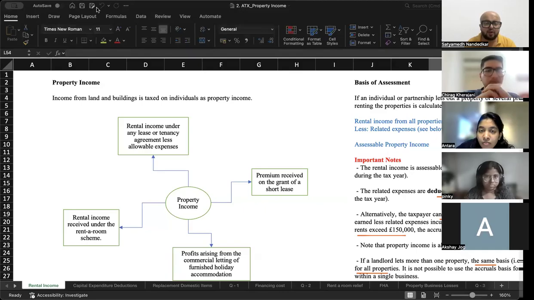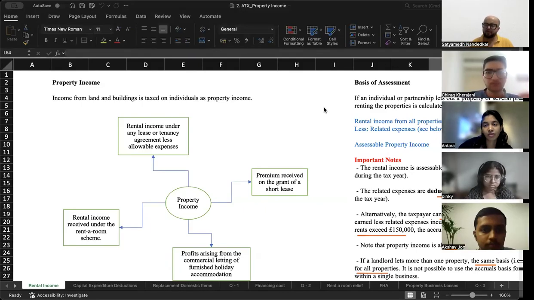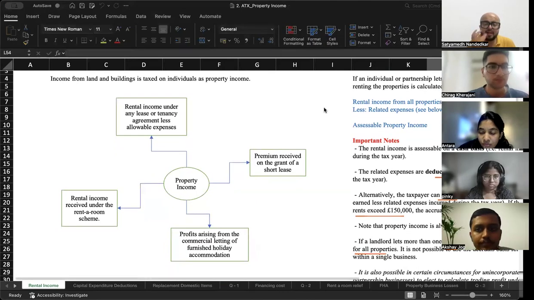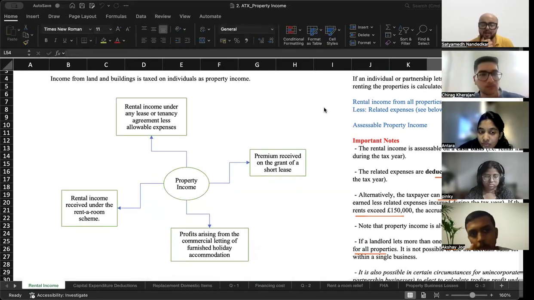Now, if I were to classify property income, I would say, of course, this is income from setting up a rental on a house property, but that's not all. There are primarily four categories of rental property incomes that we are looking at. There is rental income under any lease or tenancy agreement, less allowable expenses. Now, when I say rental income under any lease or tenancy agreement, if a person gives out his premises on rent, that is basically covered under this subhead.